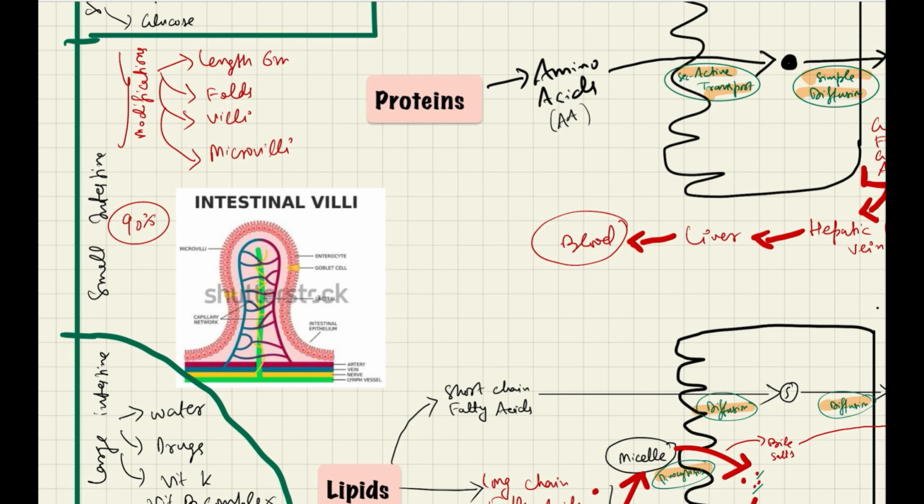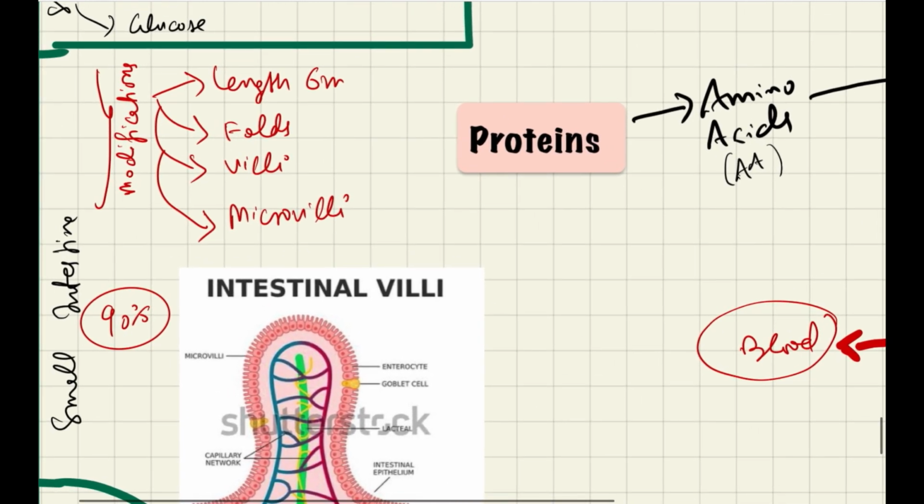But let's first discuss the various modifications which are there in the small intestine. First is that its length is approximately 6 meters. It means it is providing a much better surface area for absorption. Then it is having various folds, which obviously increase the surface area. Then there are various villi.